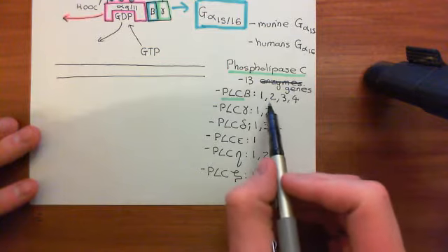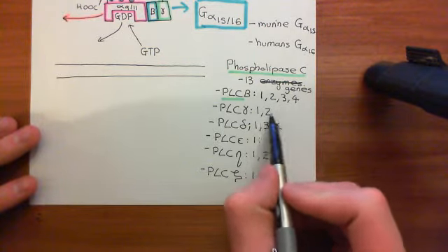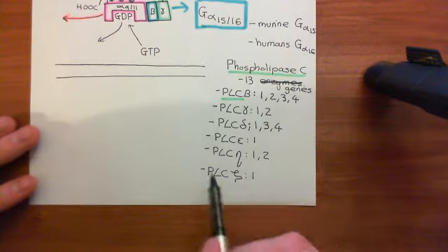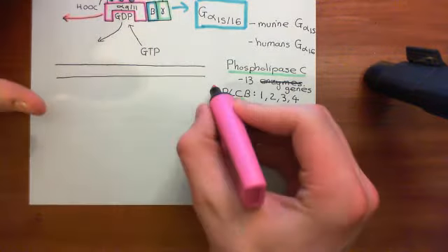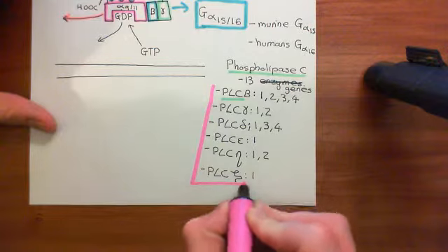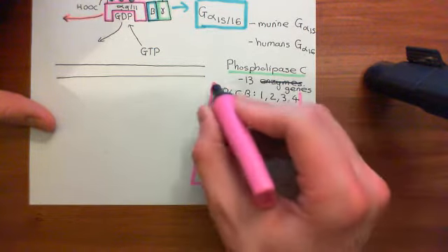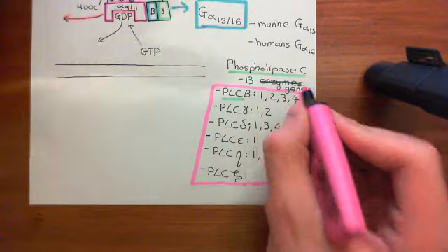Let's just count them up to make sure I've got them all. So 1, 2, 3, 4, 5, 6, 7, 8, 9, 10, 11, 12, 13. Okay, so those are the 13 different genes for phospholipase C enzymes. Now, many of them do have multiple splice variants, which means that there's more than 13 different types of enzymes. Okay, but those are the genes for the enzymes.